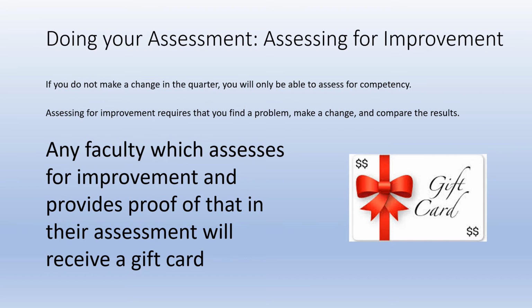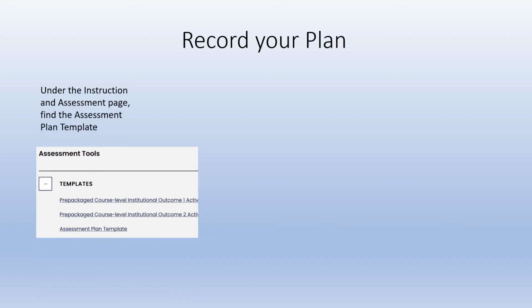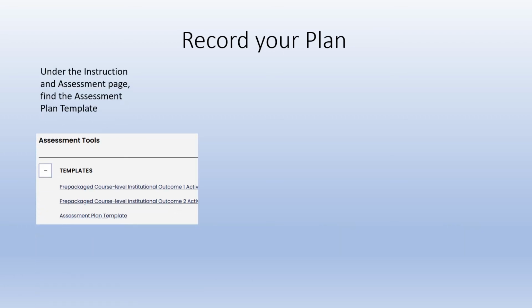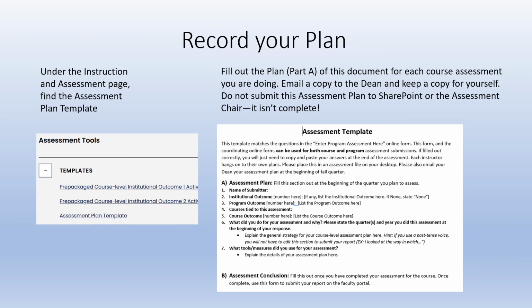Once you've figured out which courses you need to assess and which outcomes you need to assess, you're going to record your plan. What that means is, under the instruction and assessment page, you're going to find the assessment plan template, and then you're going to fill out the plan, part A of this document, for each course assessment you're doing. You are going to email a copy to the dean and then keep a copy for yourself. You're not actually submitting this plan to SharePoint or to the assessment chair. It's not a complete plan.